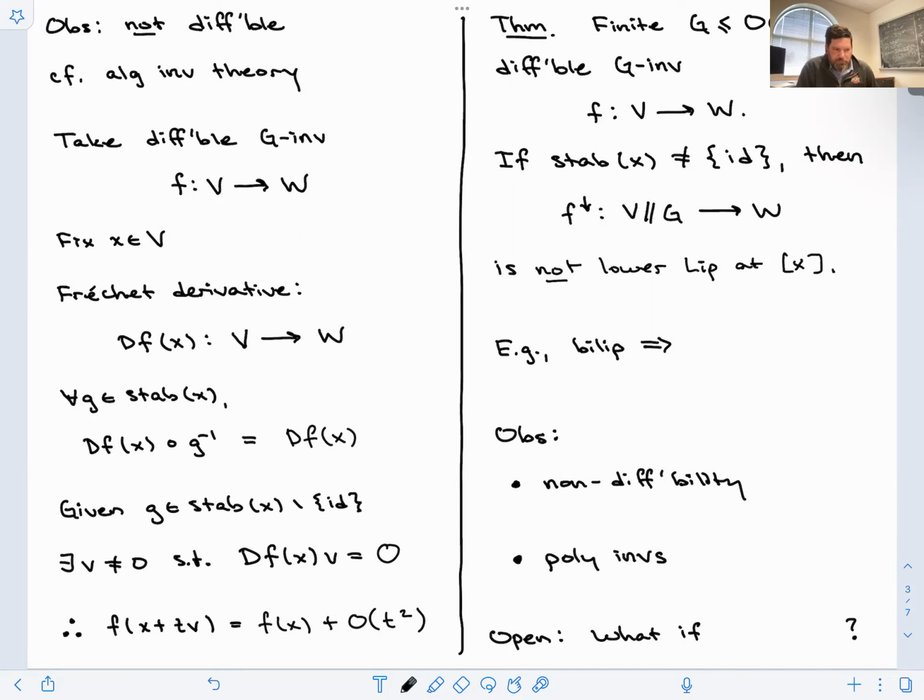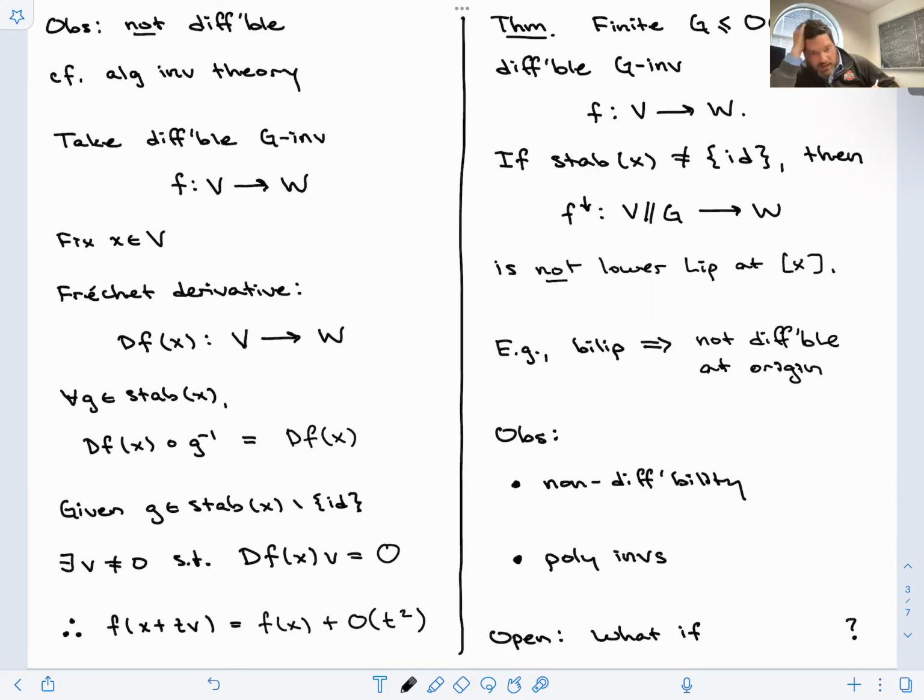Does anyone have a question about what's going on right here? So there's a particular point that always has a non-trivial stabilizer, and that is 0. So that means if you're going to be bi-Lipschitz, then you're not going to be differentiable at the origin. Okay, so you're already not going to be differentiable somewhere. And depending on the group, you might be not differentiable in other places.